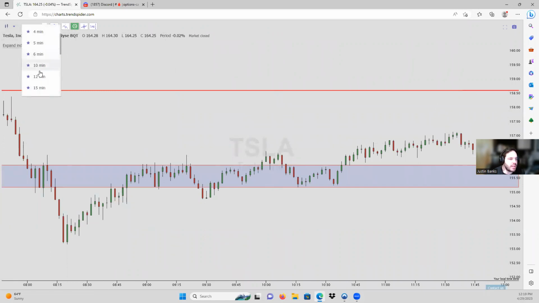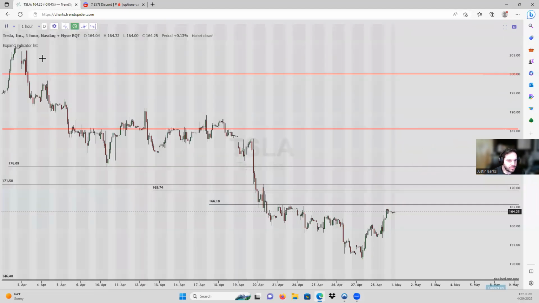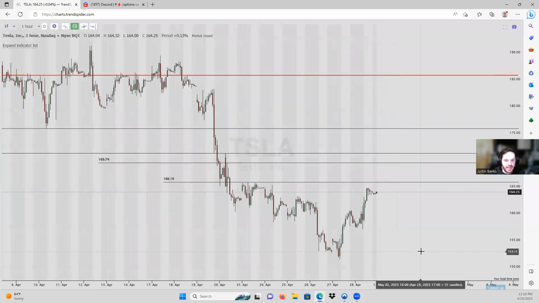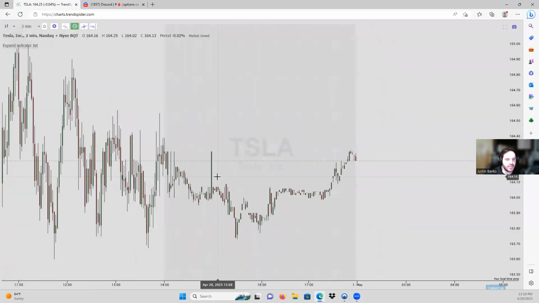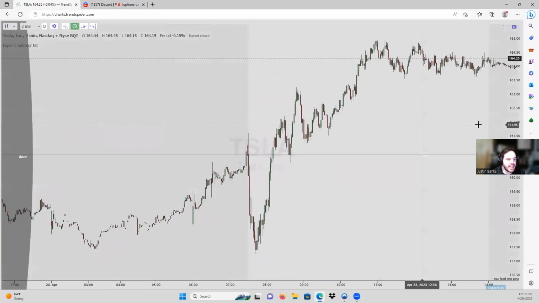If you want to take a look at the bigger picture, we had a massive sell-off. The 26th was right here. Tesla has just been selling off pretty much since April 19th. So here on the 26th, what did we see? We saw a big drop, and then we started to see accumulation start to happen. So let's go take a look back here again.